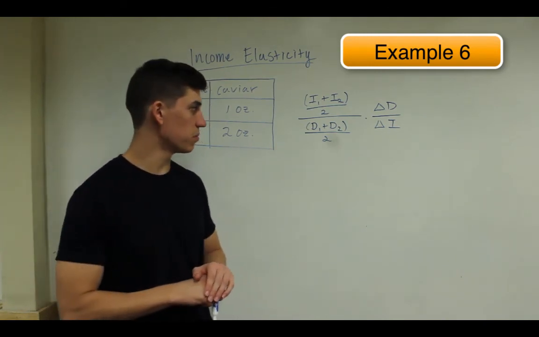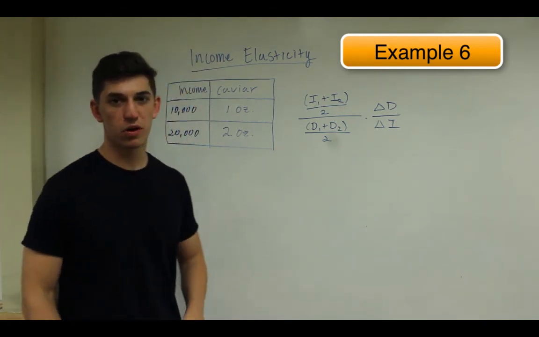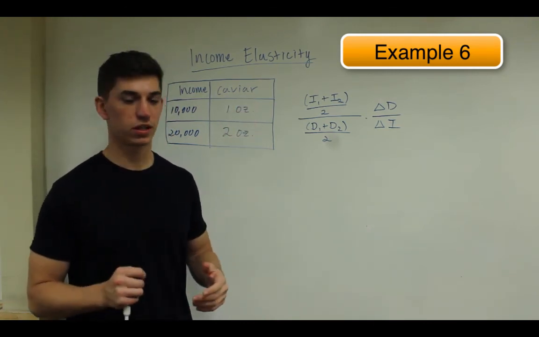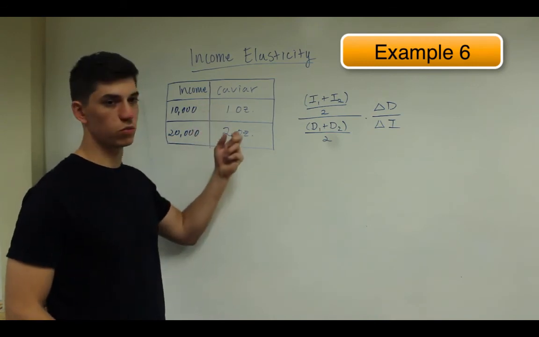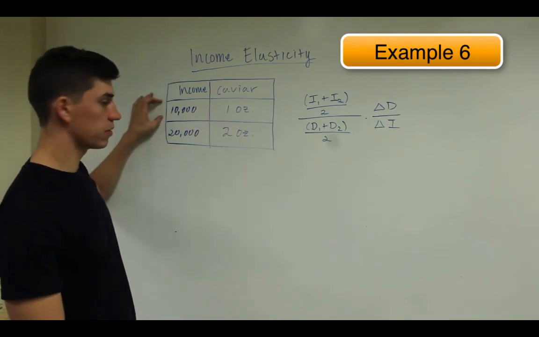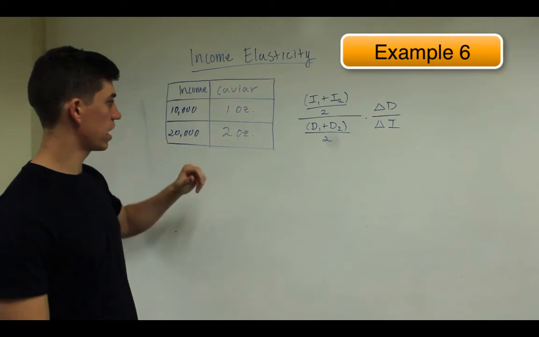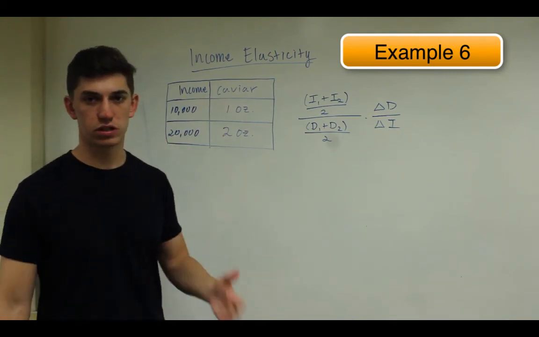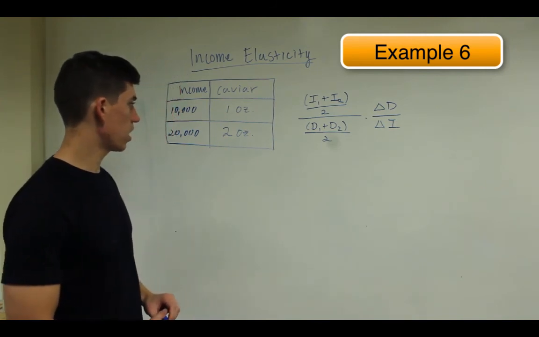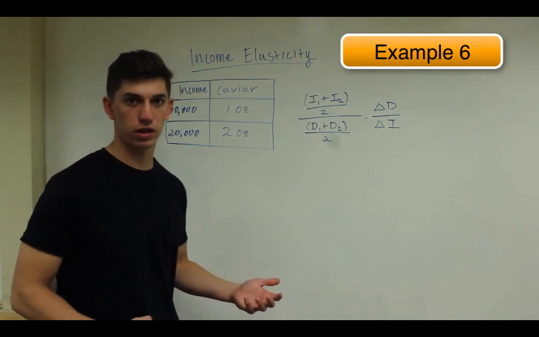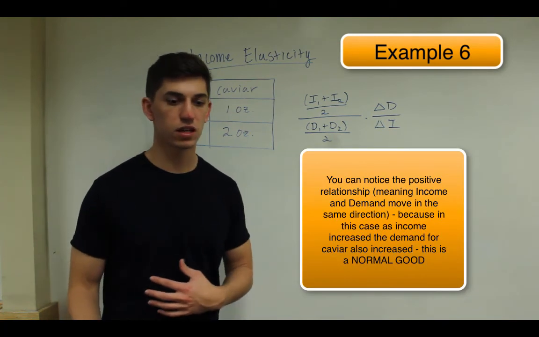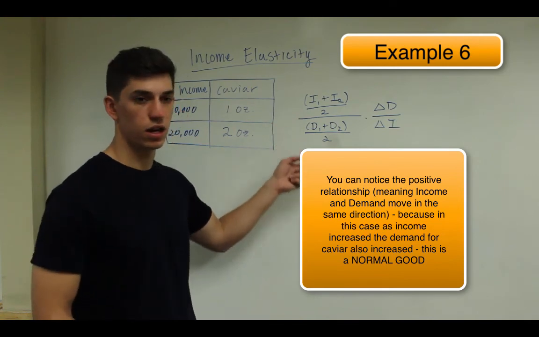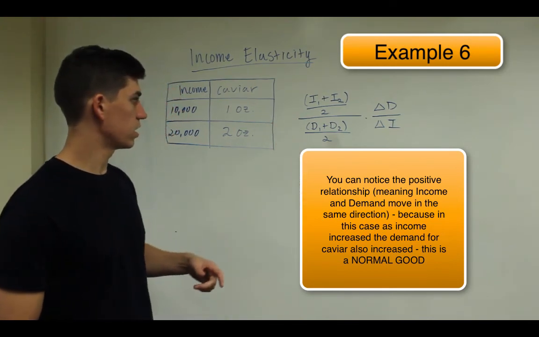Alright, now I'm going to do another example of income elasticity. This time our good is caviar, and as you might imagine, caviar is a normal good because when your income goes up, you consume more of it. So let's say that when your income is 10,000, your demand for caviar is 1 ounce, and when your income goes up to 20,000, your demand for caviar goes to 2 ounces. And as you saw before, when a good's inferior, it has a negative income elasticity. You should see here that there's a positive income elasticity. So we'll go ahead and plug these numbers in and see what we get.